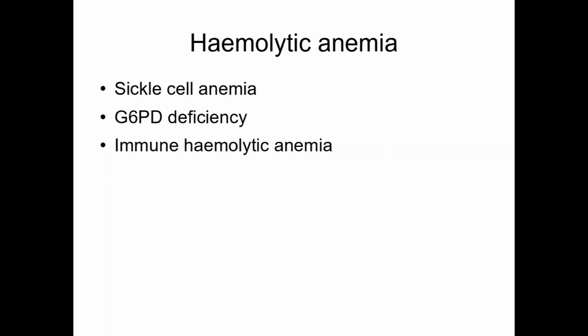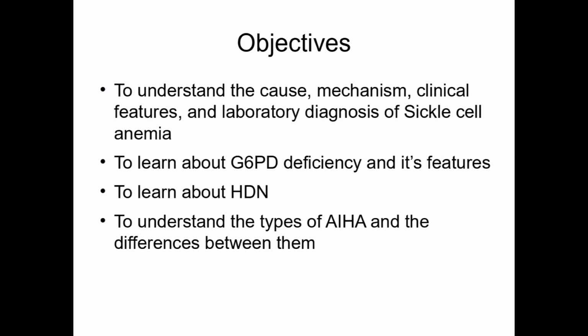In this class, let us learn about three more types of hemolytic anemias, namely sickle cell anemia, glucose 6-phosphate dehydrogenase deficiency anemia, and immune hemolytic anemias. The objectives of this class are to understand the cause, mechanism, clinical features, and laboratory diagnosis of sickle cell anemia.